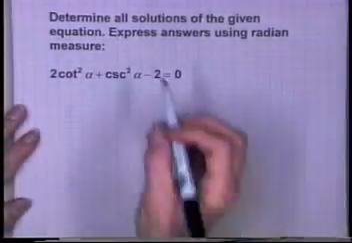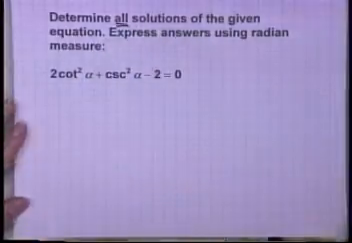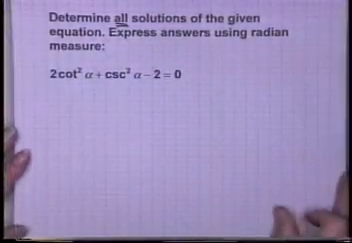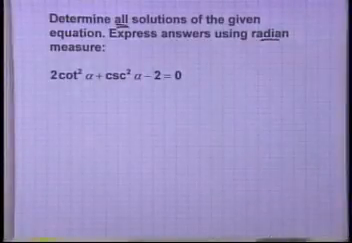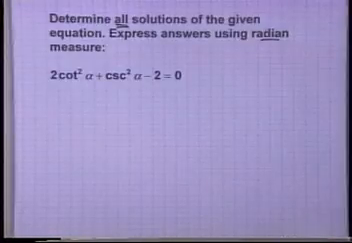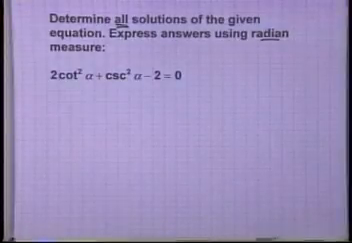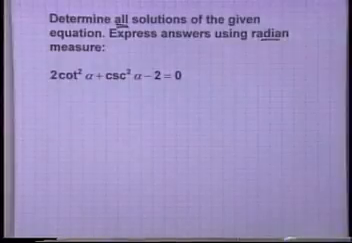Here we are to determine all solutions. So we're going to have to think about revolutions here. We want to use radian measure. Now let's take a look at our equation. 2 cotangent squared alpha plus cosecant squared alpha minus 2 equals 0.